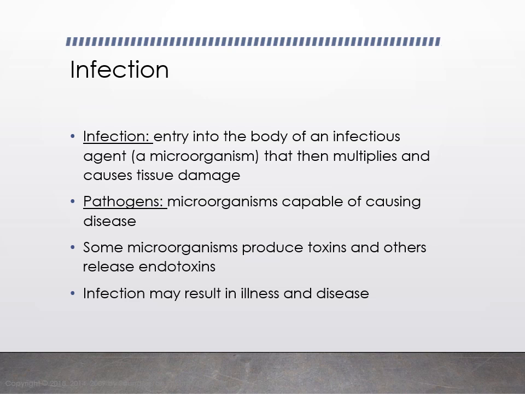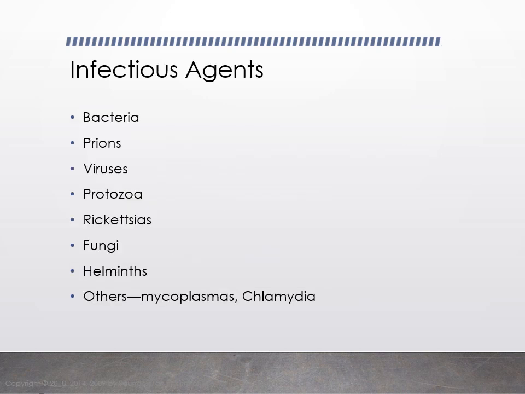So this infection topic is discussed a lot in your A&P course. We're going to cover it here as well. So understanding it here or understanding it there, it's only going to help you for both courses. Here's our list of infectious agents that we're going to be covering in detail in the upcoming slides. So we have bacteria, prions, viruses, protozoa, rickettsias, fungi, helminths, as well as a couple others.